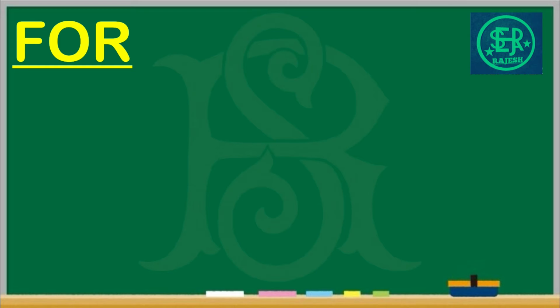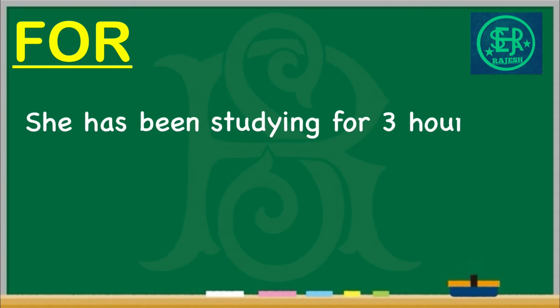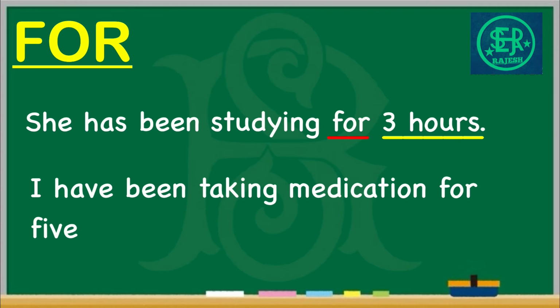The first sentence is she has been studying for 3 hours. In this case, we have a duration, 3 hours, and it comes after for. The next sentence is I have been taking medication for 5 months. Again, we have 5 months which shows the duration, how long I have been taking medication. Just look, it comes after the word for.